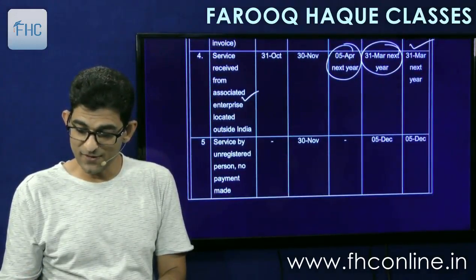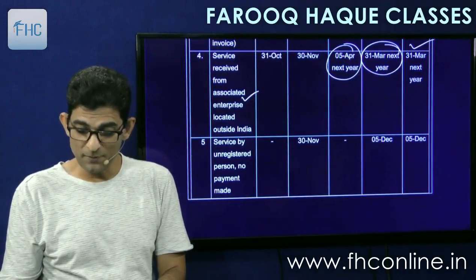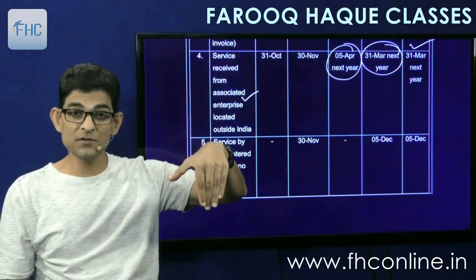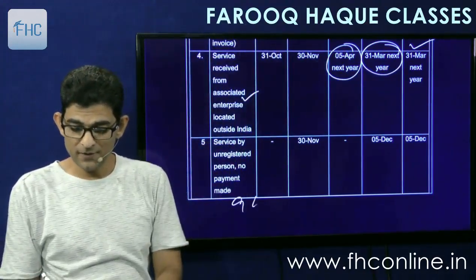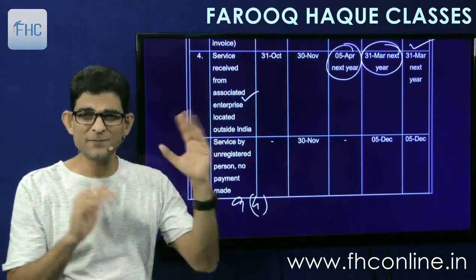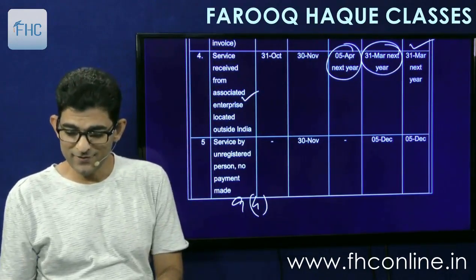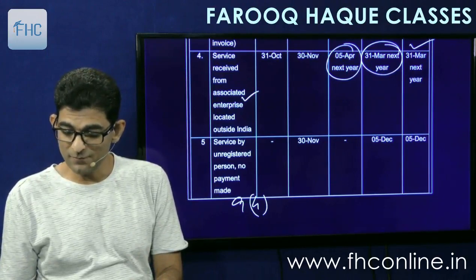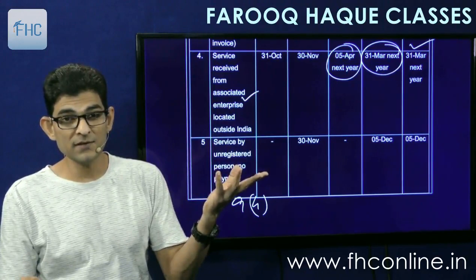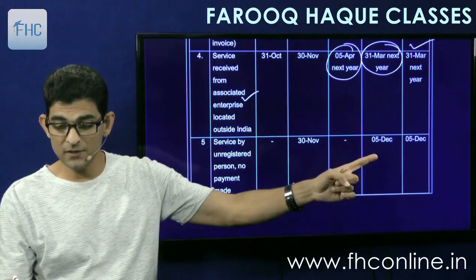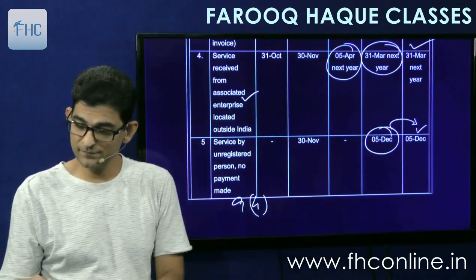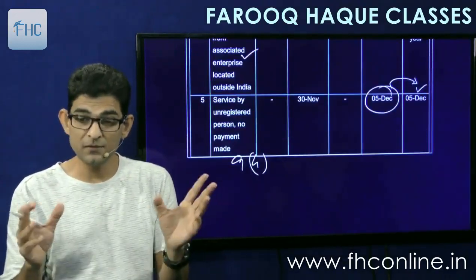And next is service by an unregistered person, no payment made. Service by an unregistered person to a registered person. Reverse charge applies, 9(4). Though 9(4) is not applicable right now, you all know, but still, let's see. So 30th November and 5th December. As it is from an unregistered person, he has not given an invoice or anything. Nothing is given. So then the date of entry in the books of accounts becomes the time of supply. No details available.